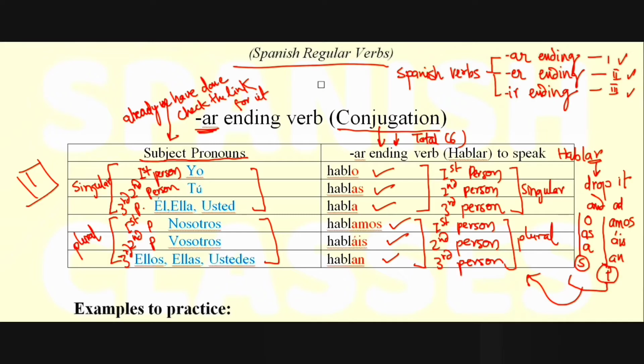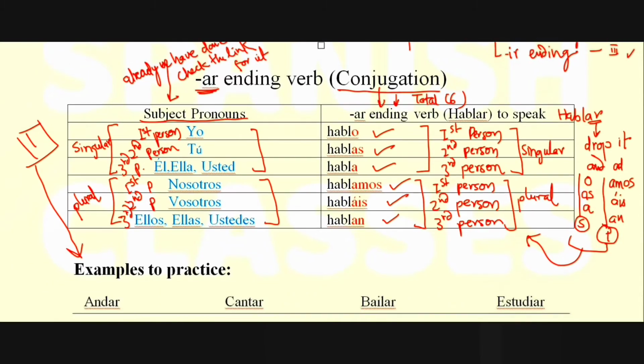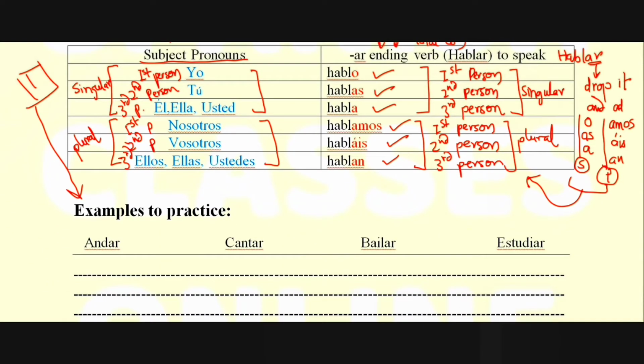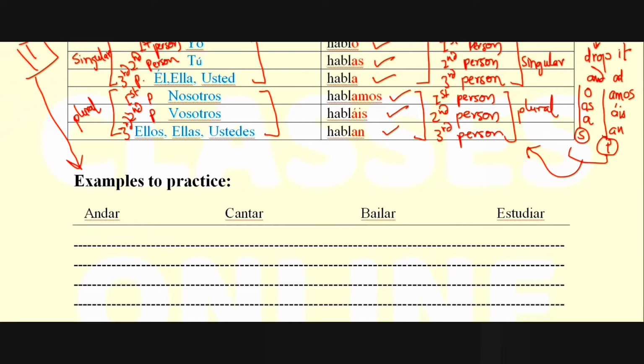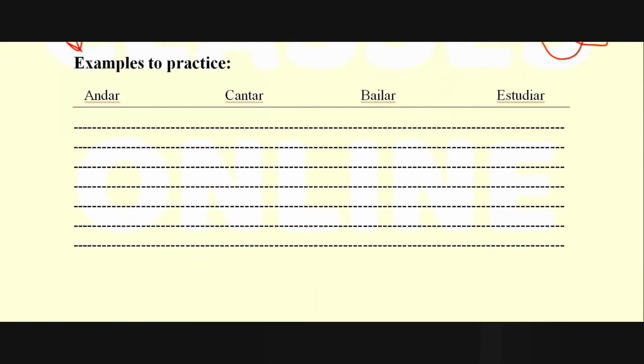For example, we have taken hablar and conjugated as hablo, hablas, habla, hablamos, hablais, hablan. First, second, third person singular, first, second, third person plural. Now, we will have some examples, and according to this, we are going to conjugate. See, we have seen o, as, a, amos, ais, an. So in that way we are going to put here.